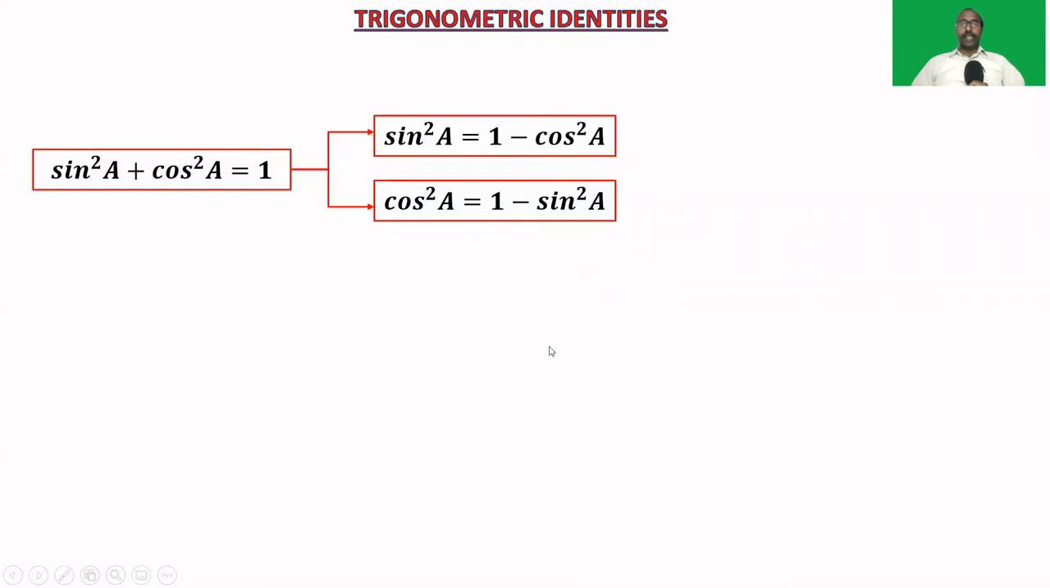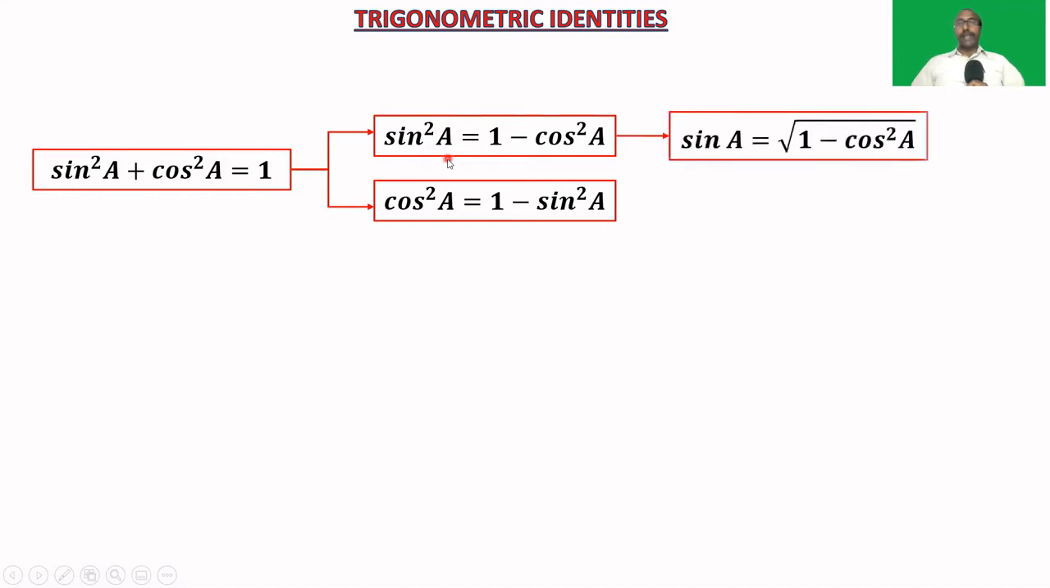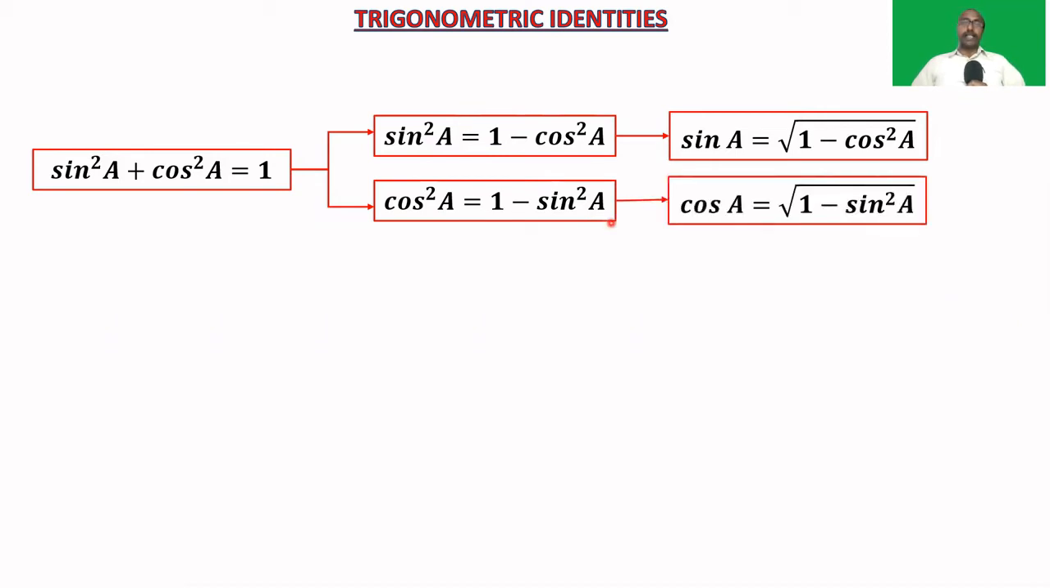Sin square a is equal to 1 minus cos square a, and cos square a is equal to 1 minus sin square a. Again, from sin square a is equal to 1 minus cos square a, we can write sin a is equal to under root 1 minus cos square a. Here also, from cos square a is equal to 1 minus sin square a, we can write cos a is equal to under root 1 minus sin square a. These four formulas we can write from this identity.